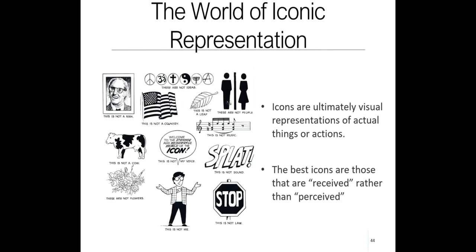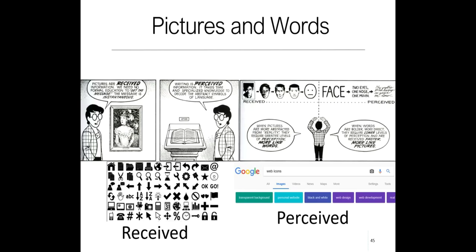In terms of the world of iconic representation, icons are ultimately visual representations of actual things or actions. The best icons are those that are received rather than perceived. So what does that actually mean? Well, on the left-hand side at the bottom, you have a bunch of icons, and you can, for the most part, figure out what's going on with them. The top left is a house, then we have a page, then a file folder, then a printer, then a picture of the earth, and so on and so forth.